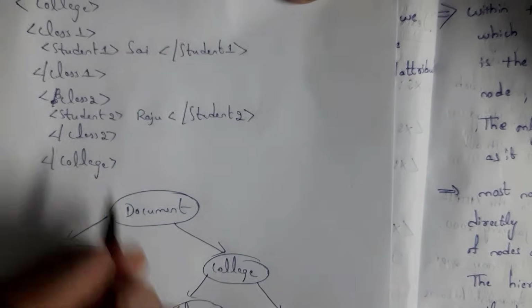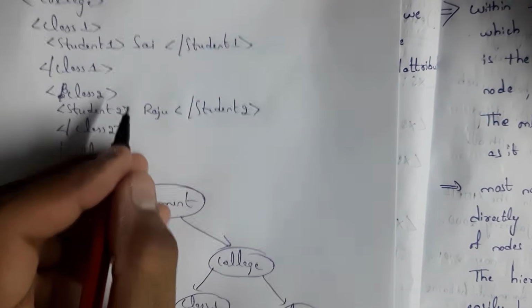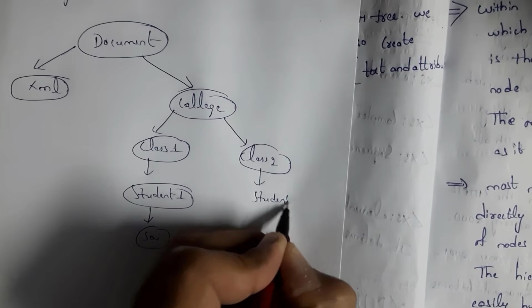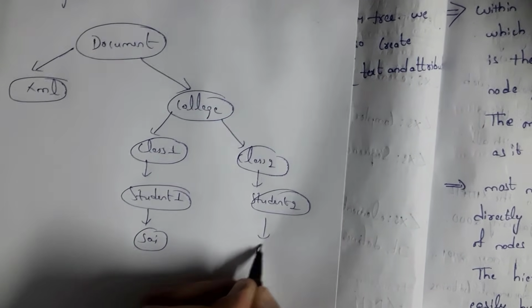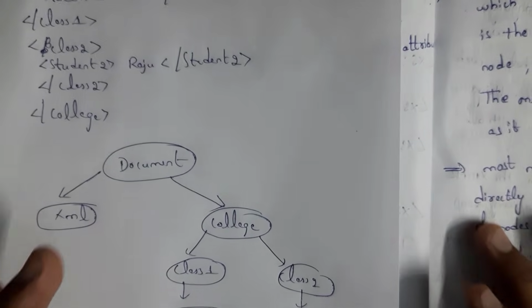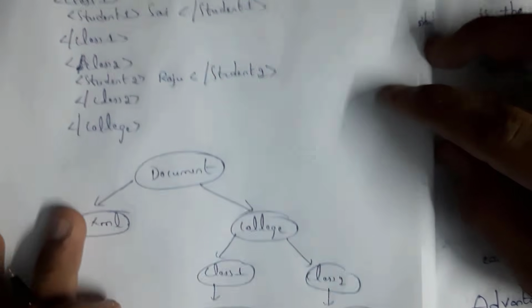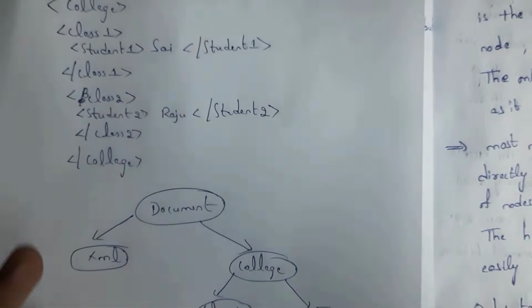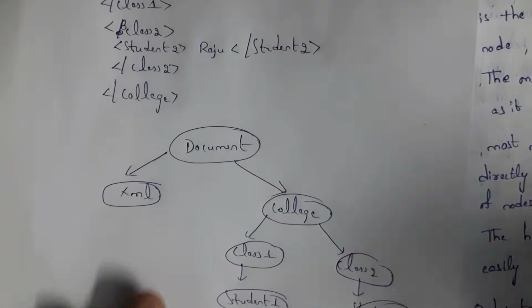And similarly inside class 2 there is a student, his name is Raju, student 2 and his name is Raju. This is the program and tree structure. We can represent this entire XML document into a tree structure by using XML DOM.